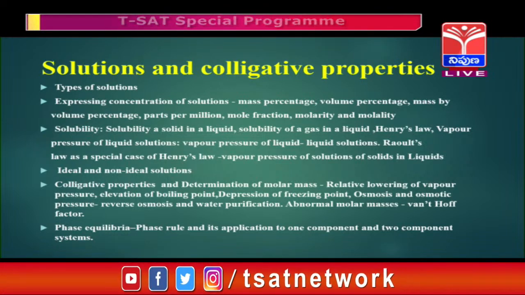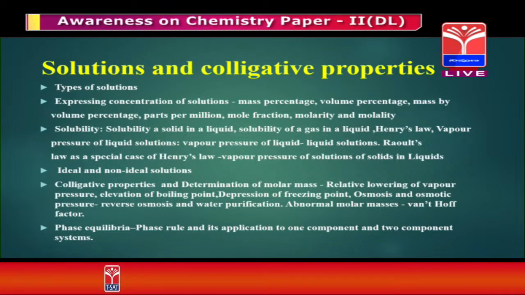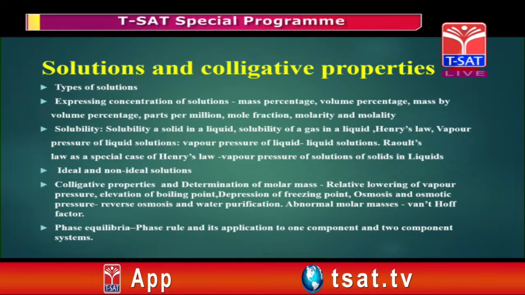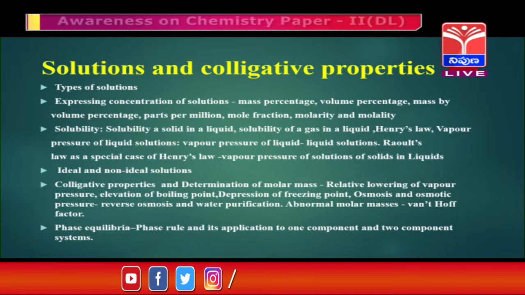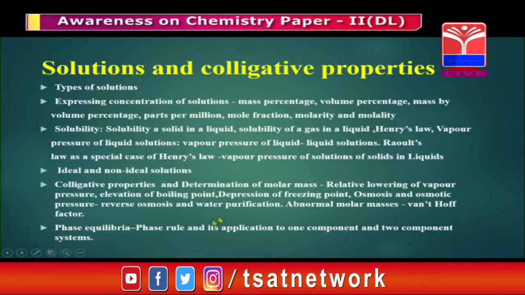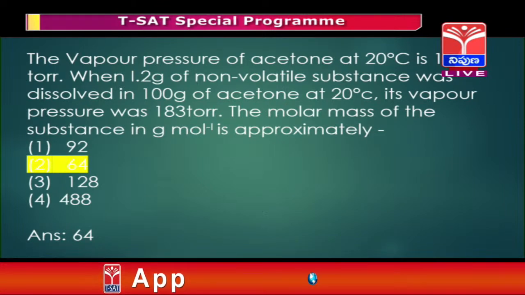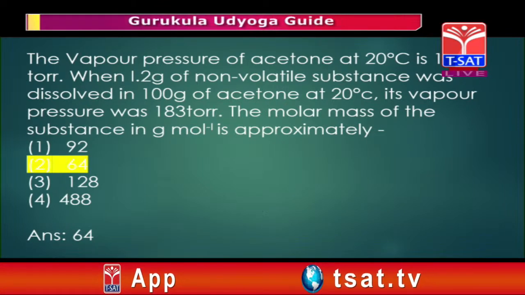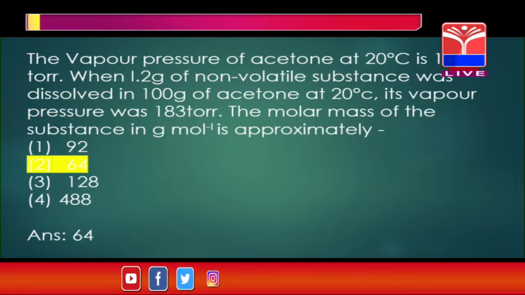Next, coming to colligative properties, we have different colligative properties. This is also one of the important areas. When you see the previous papers, questions came from these topics. So, these are very important areas for the examination. Now, let us see some sample questions from this chapter. The vapor pressure of acetone is given at 20 degrees centigrade, when 1 gram of non-volatile substance was dissolved in 100 grams of acetone at 20 degrees centigrade.